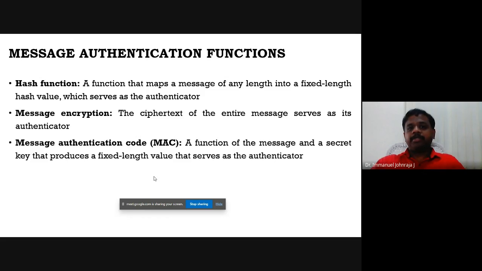Moving on, the second one is message encryption. The ciphertext of the entire message works as the authenticator. Is it possible to authenticate a message by using conventional encryption or symmetric encryption? Yes, it is possible, as you are going to see in the further slides. The third one is something new, which we are going to deal with today: the message authentication code, in short, MAC. It is a function of the message and a secret key. Otherwise, it is very similar to a hash. The secret key produces a fixed length value that serves as the authenticator. All right, so we'll talk about them in detail as we progress.